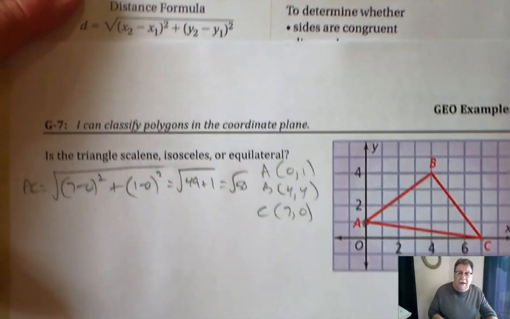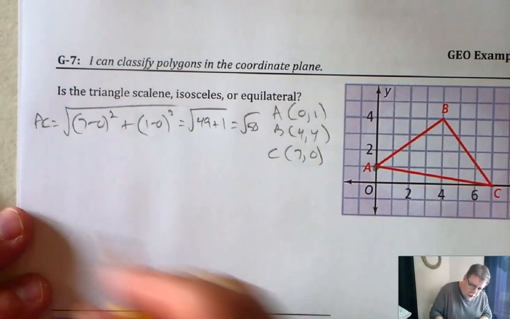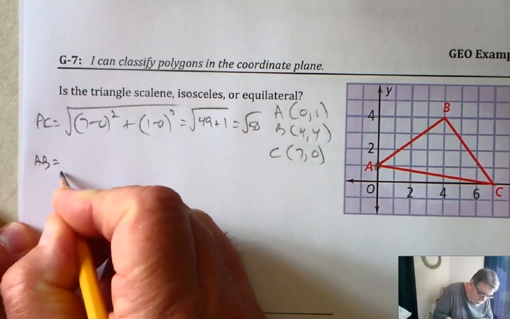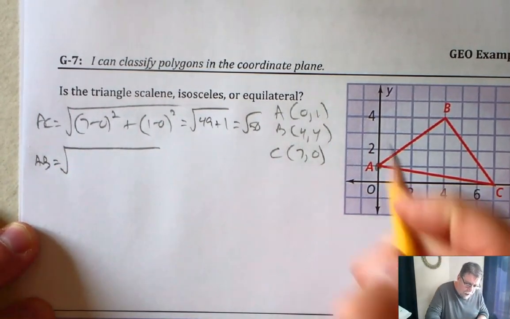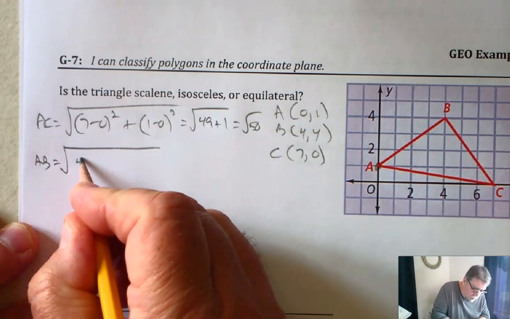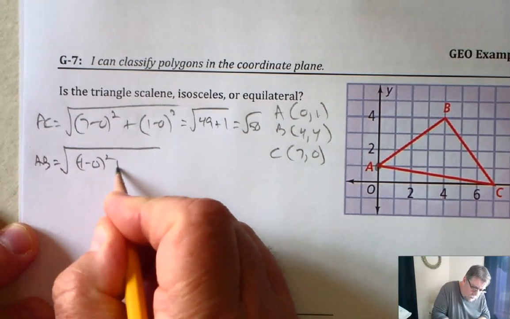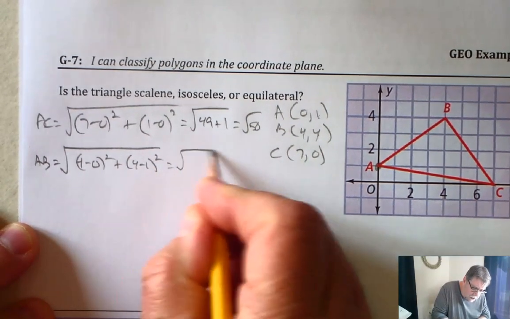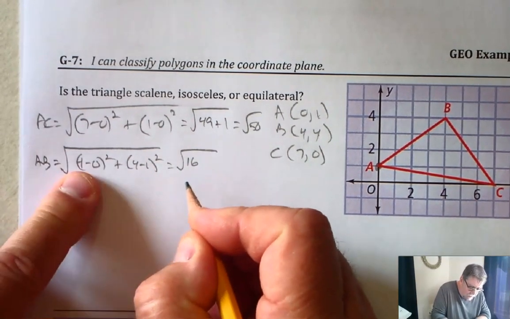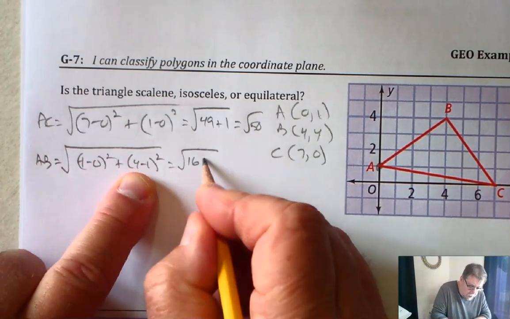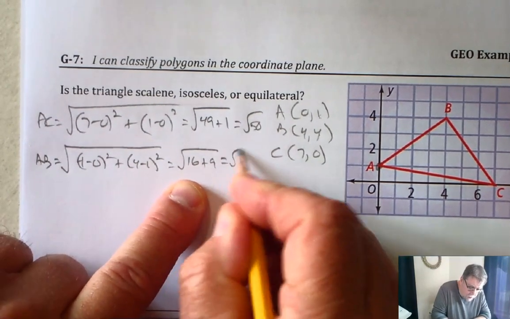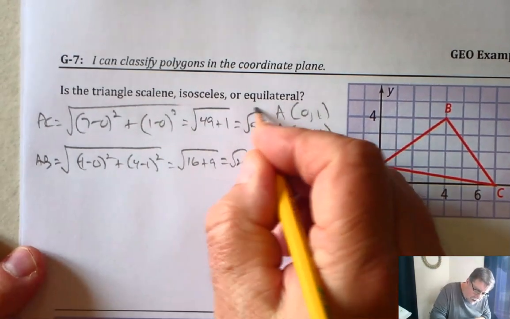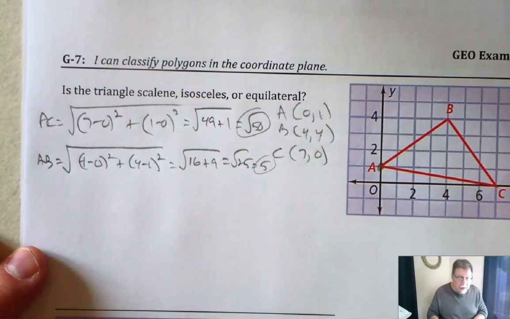Let's just do the next segment, and let's do segment AB. The square root of AB would be 4 minus 0 squared plus 4 minus 1 squared. That's going to be the square root of 16. 4 squared is 16. 3 squared is 9. That's going to be the square root of 25, in other words, 5. So far, we've got two segments that are not the same length.